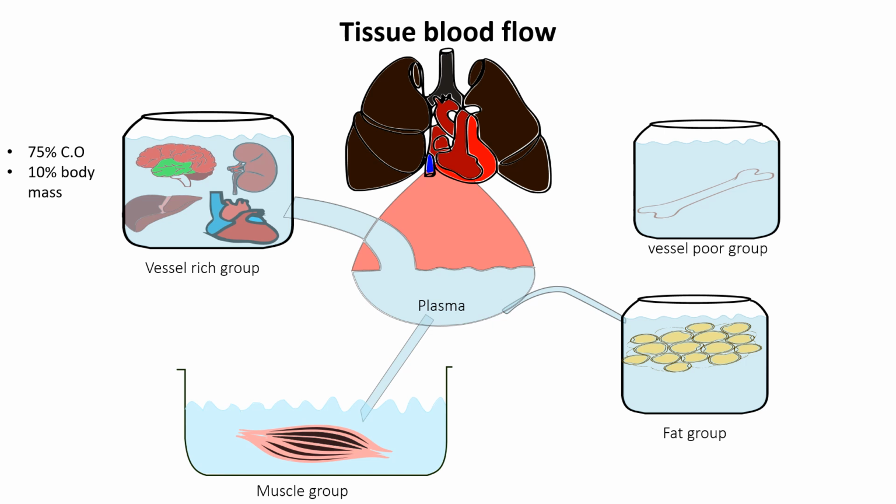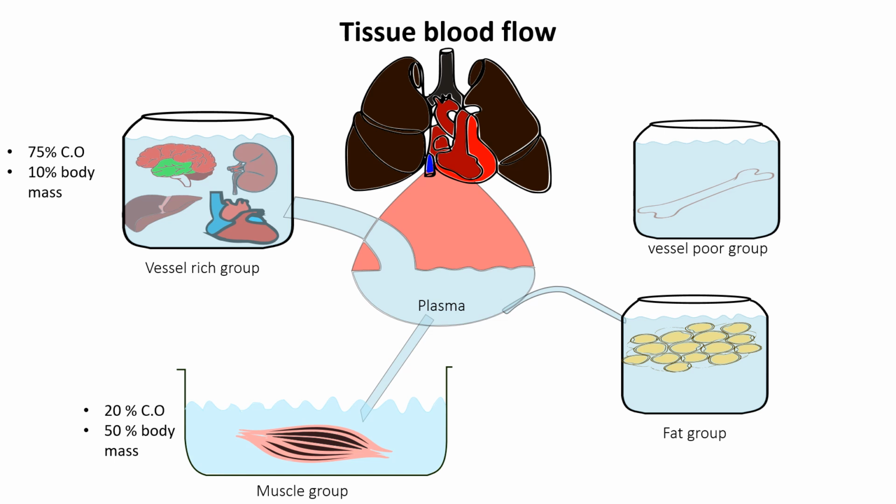The moderately perfused muscle group receives about 20% of cardiac output at rest. Although muscle has a large mass, its lower perfusion compared to the vessel-rich group slows the equilibration of anesthetic agents. During prolonged anesthesia, the uptake of anesthetic into muscle increases, which can contribute to delayed recovery.